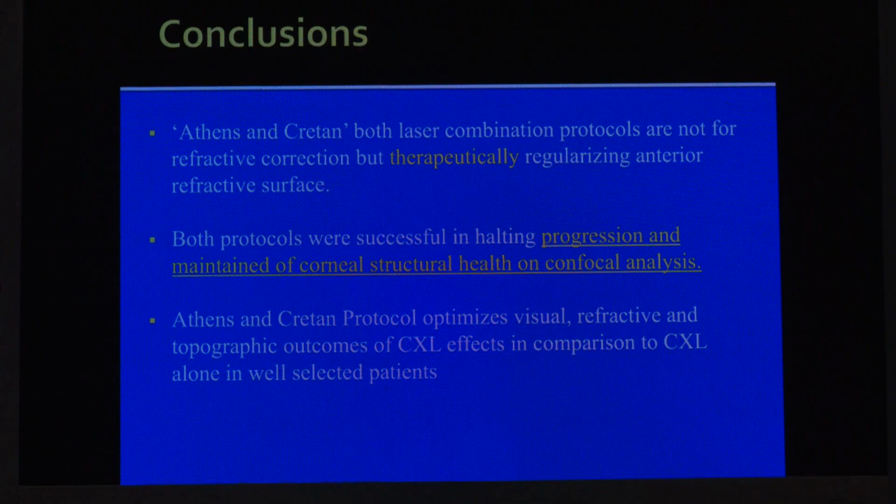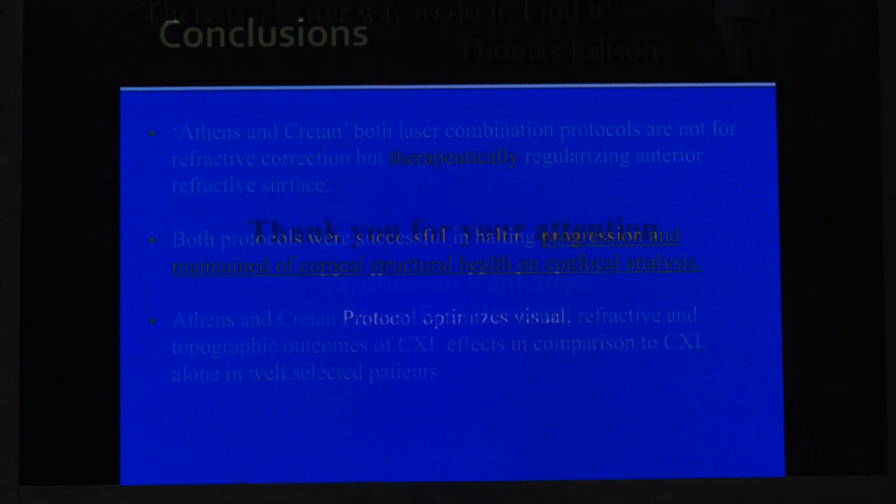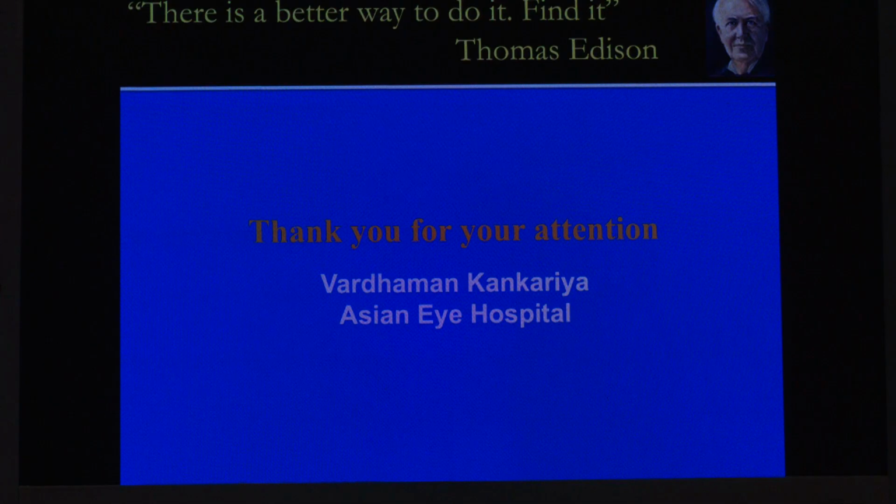So to conclude, Athens and Cretan protocol both are a good combination of laser along with a therapeutic treatment to improve the functional vision, which is combined with cross-linking to stop the keratoconus from worsening. This can optimize your visual, refractive and topographic outcomes in comparison to CXL alone, and of course in well selected patients. So thank you very much for your kind attention.